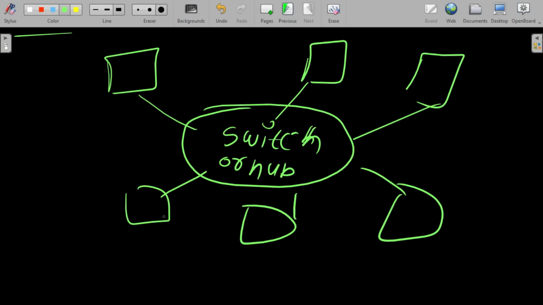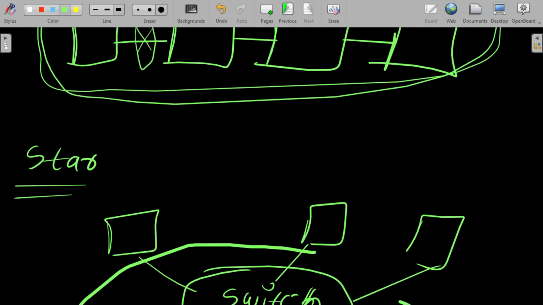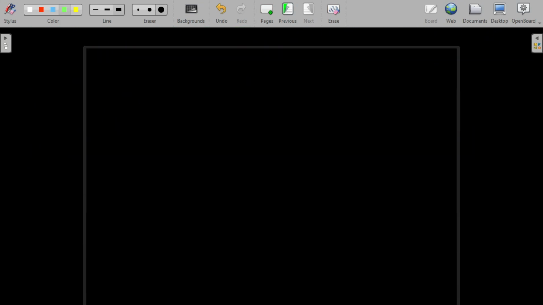All devices are connected to a central device called, as I mentioned, a switch or hub. The advantages are it is easy to manage, easy to find problems, and most commonly used today. But the disadvantage is if the switch, the central device, fails, the communication stops. So this is a disadvantage of star topology.